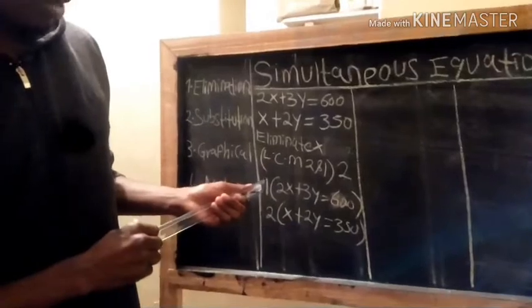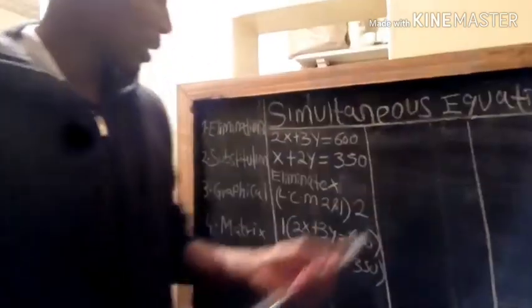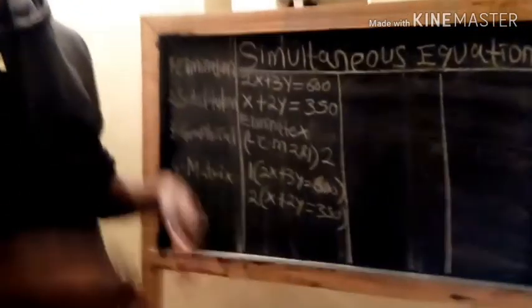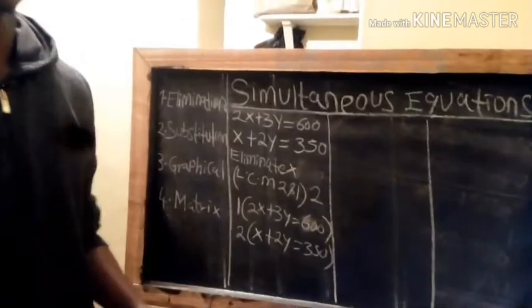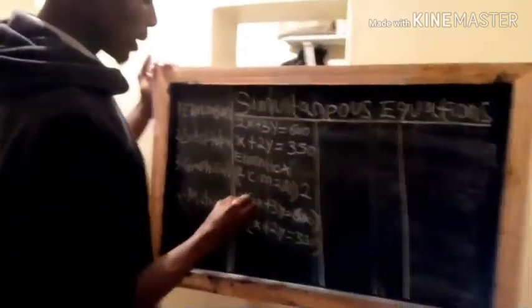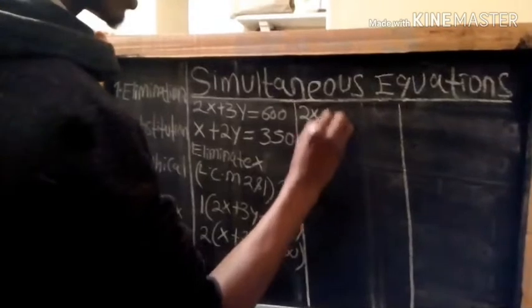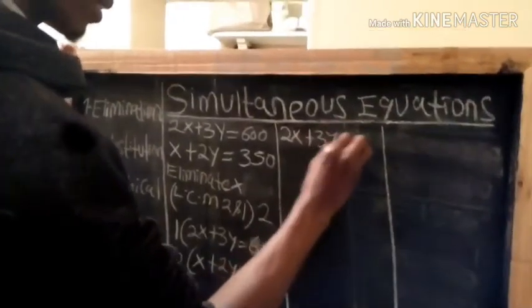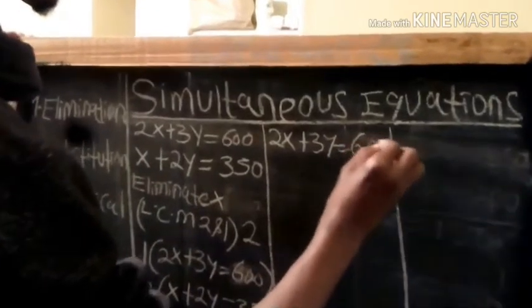You multiply 1 by everything inside this bracket. So 1 times the whole of this equation is the same equation. 1 multiplied by any number is that number, apart from 0. So 1 times 2x is still 2x. 1 times positive 3y is still positive 3y, equal to 1 times 600, which is still 600.